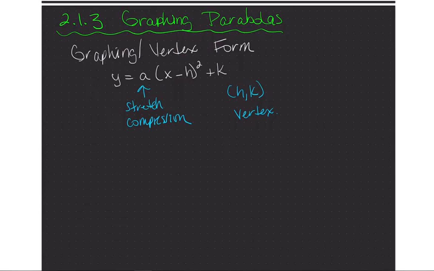So let's say, for poops and giggles, we were given y equals 2 times (x minus 3) plus 1.